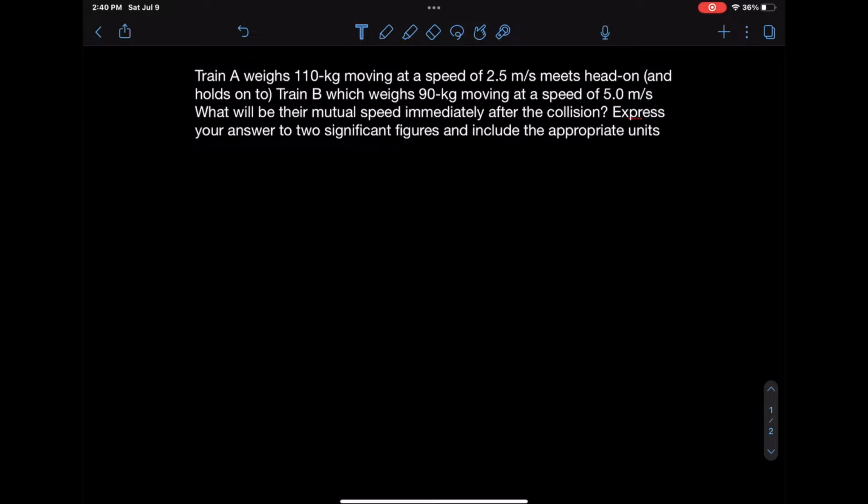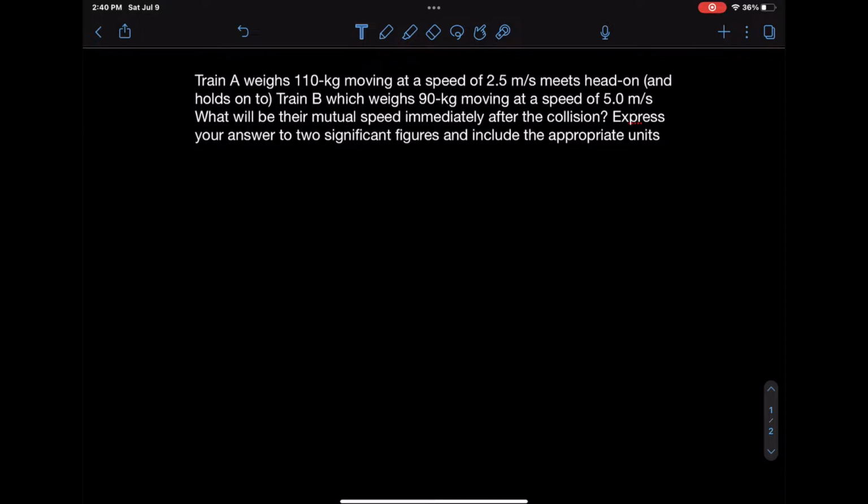Train A weighs 110 kilograms, moving at a speed of 2.5 meters per second, and it meets head-on and holds on to train B, which weighs 90 kilograms, moving at a speed of 5 meters per second. What will their mutual speed be immediately after the collision? Express your answer to two significant figures and include the appropriate units.